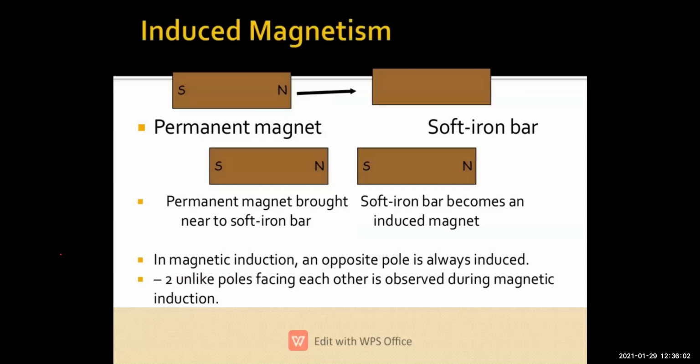In the next slide, induced magnetism. So I told you the example of the steel scale. When the magnet is rubbed along the steel scale 10 to 12 times, what happens? The steel scale becomes magnetized. So there is temporary magnetism in the steel scale. This type of magnetism is called induced magnetism.